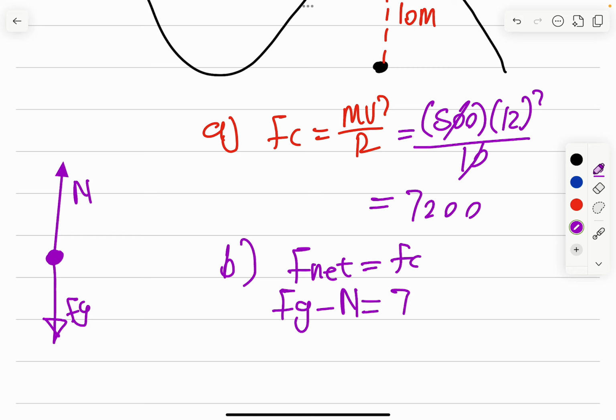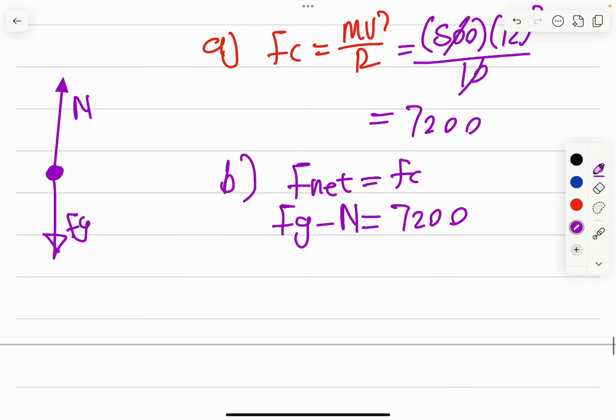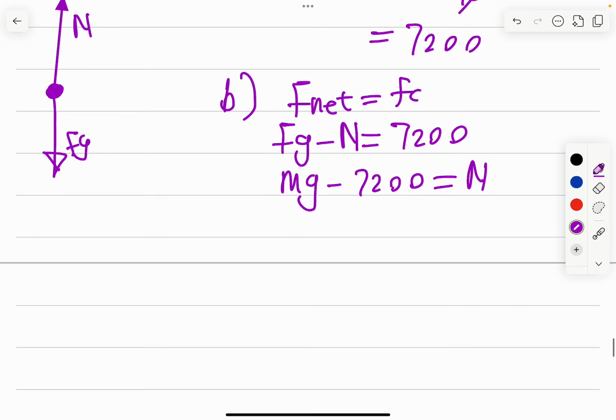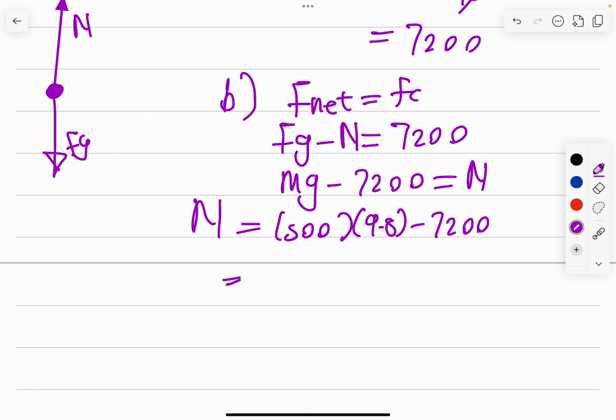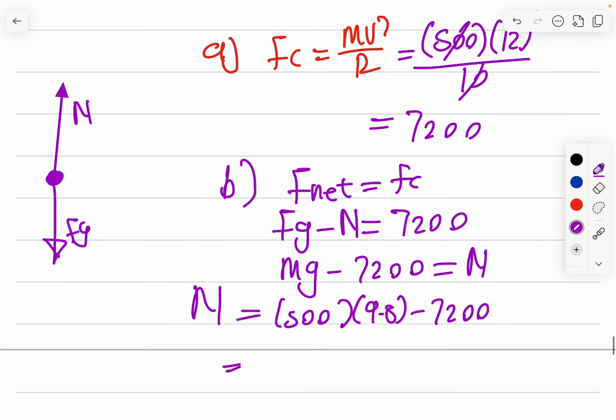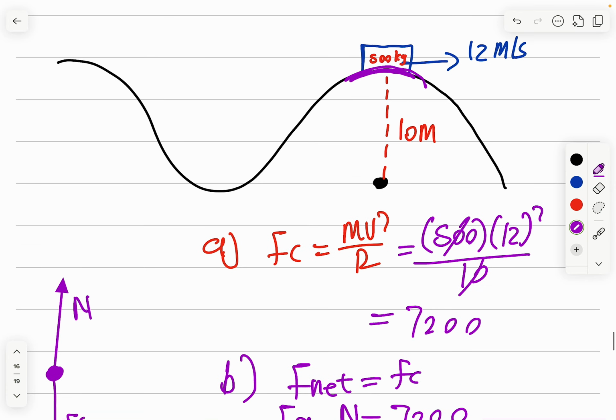We've calculated it here, it is 7,200. Then the Fg is not what we want. I can take that 7,200 to that side. I'm going to have mg minus 7,200 equals my normal force. Then mg is my mass, 500 multiplied by gravity, minus 7,200 equals the normal force. So I'm going to have 500 multiplied by 9.8 minus... no, it does not make sense. Let me see something.